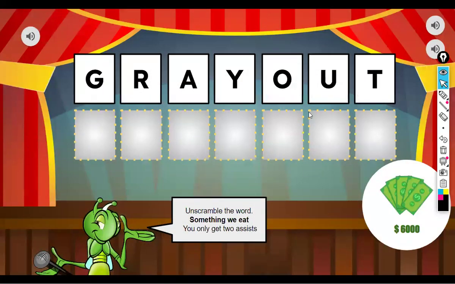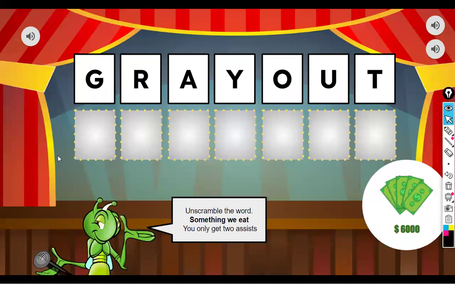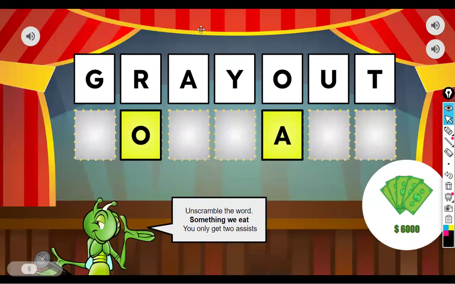Our first game today, for 6,000 fake dollars. Can you all unscramble the word? You only get 2 assists. On top, there's a word where the letters are mixed up. If you unmix it, you will get a word, and the hint is it's something you eat. Let's see how good you all are at unscrambling words.